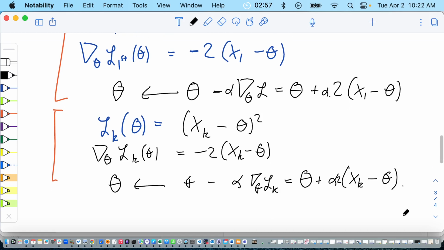Okay, and you might recognize this rule. This is exactly the online update rule for the mean with constant alpha, right? And when we first introduced the constant alpha, I said, don't worry about it. We're just doing constant alpha just because. But now you can kind of see why.